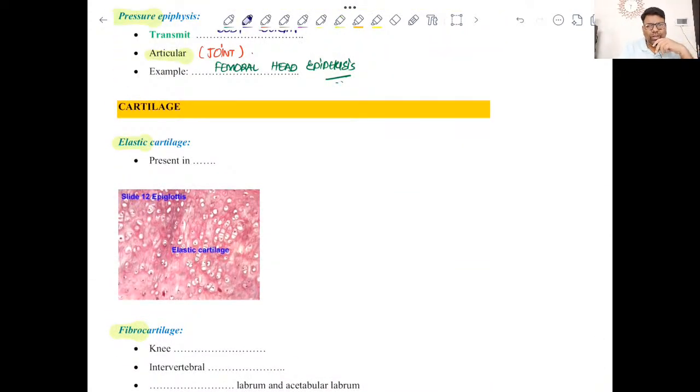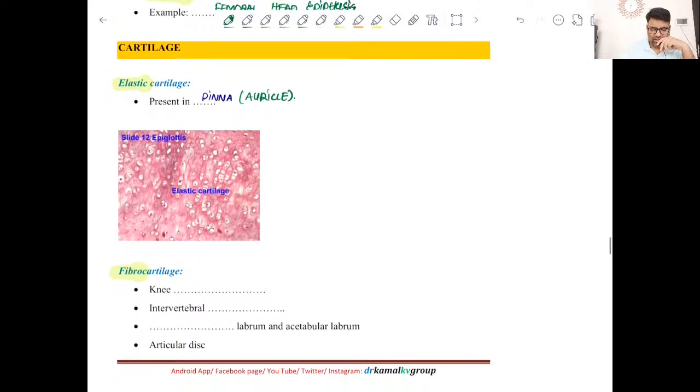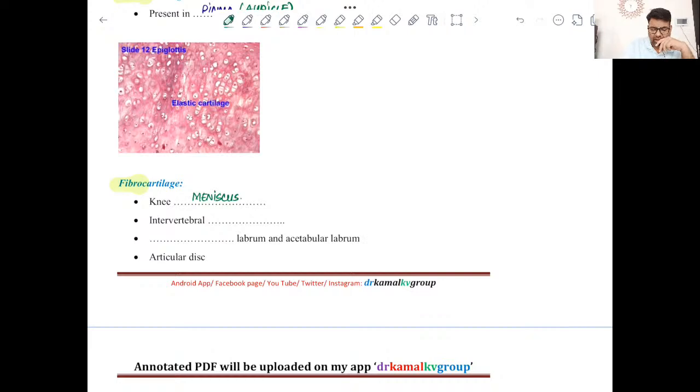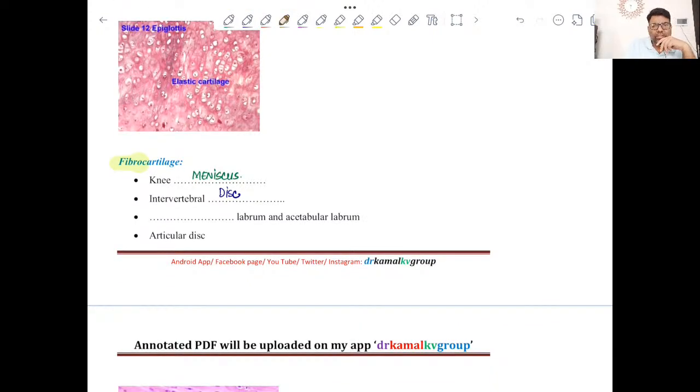Elastic cartilage, if you want to feel it, simply press your ear and you will feel the elastic cartilage. So it is present in the pinna, or you can say the auricle of your external ear. So that is the classical site of elastic cartilage. Then fibrocartilage, it is present in the knee joint, especially the knee meniscus. Then in the spine, that is the intervertebral disc between the two vertebral bodies. Then it is also found in certain joints like shoulder and hip.